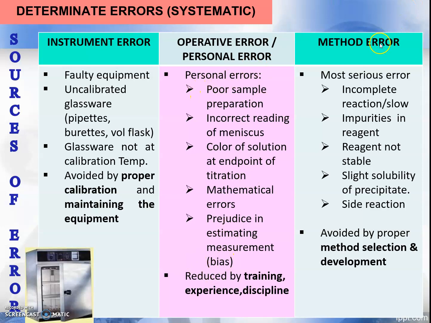For method error, it might come from during the reaction. There might be impurities in the reagent, or the reaction might be too slow or incomplete, or a side reaction occurs. So proper method selection is needed, or we might have to repeat the experiment.